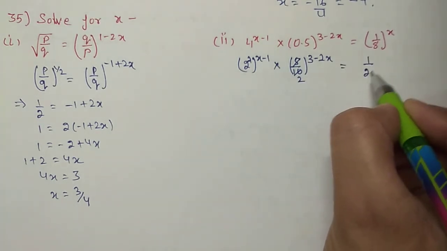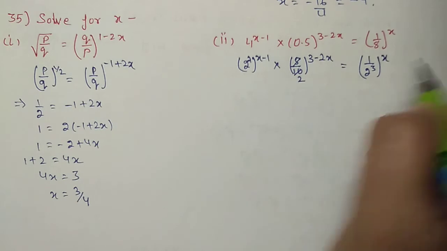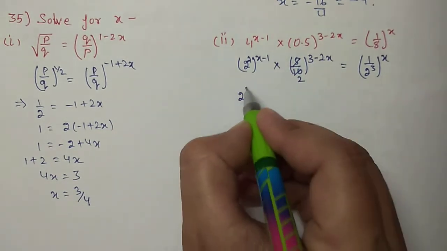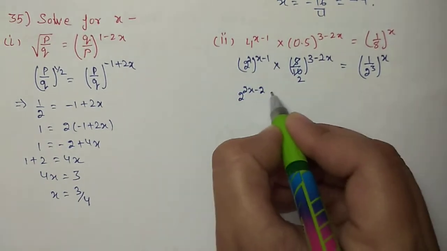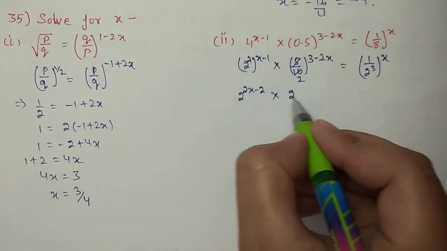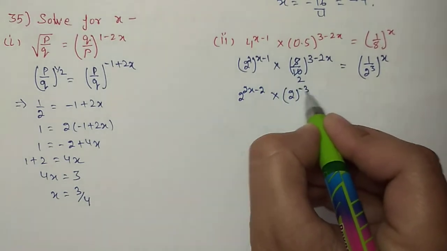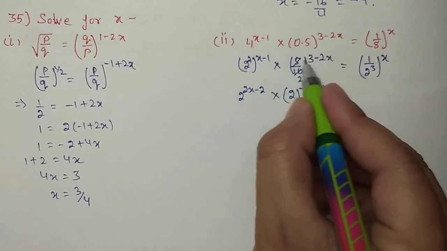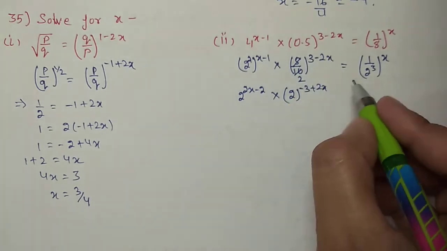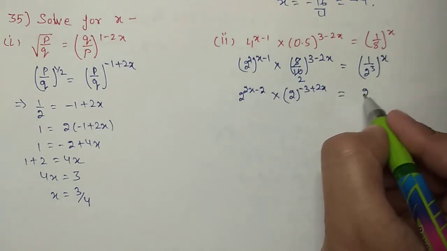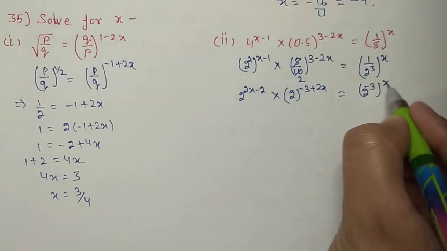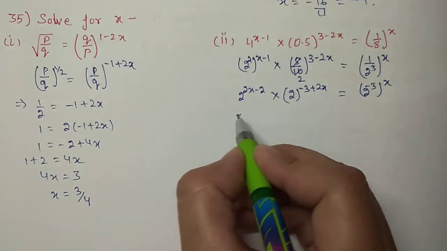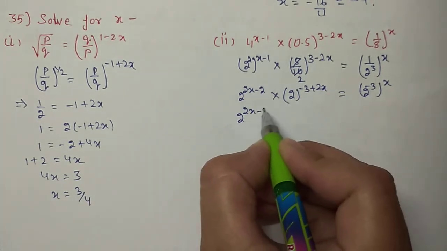This we can write as 2 to the power 3 whole to the power x. 2 to the power 2x minus 2. This 2 you can write as 2 to the power minus 3 plus 2x. When you shift it up, then this power sign you have to change. Same thing here, you can write 2 to the power minus 3 whole power x. So 2 to the power 2x minus 2.